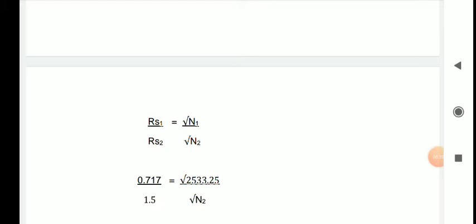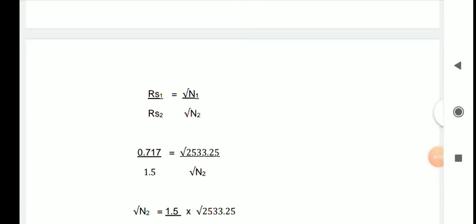Why are we calculating n? Because the length of the column is nothing but the H value multiplied by n. So we will find out what is the plate number required for a resolution of 1.5. For a resolution of 0.717, the plate number we have got in the earlier part of the problem is 2533. That is the mean plate number.